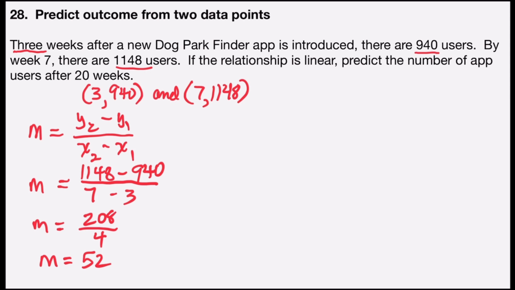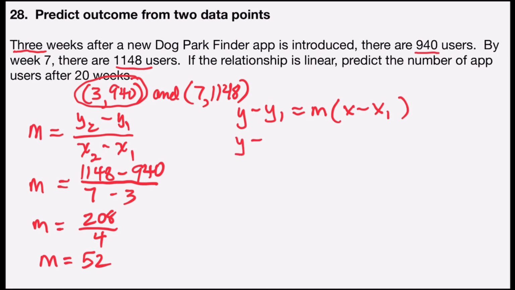Now again, I'm going to use the point-slope form. Y minus y sub 1 equals slope times x minus x sub 1. And again, I can choose either of the 2 points. This time I'm going to choose 3 and 940. So y minus my y coordinate, 940, equals my slope, 52, times x minus my x-coordinate, 3.